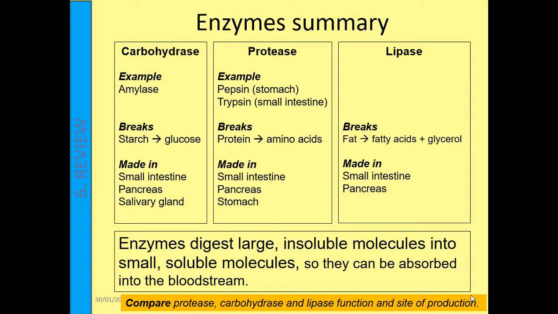Also, the enzymes aren't used in the salivary gland, they're just made there and then they go into the mouth. Okay, so that's our summary of the three categories of enzymes, where they're made, the large molecule and the small molecule they become, and some examples.